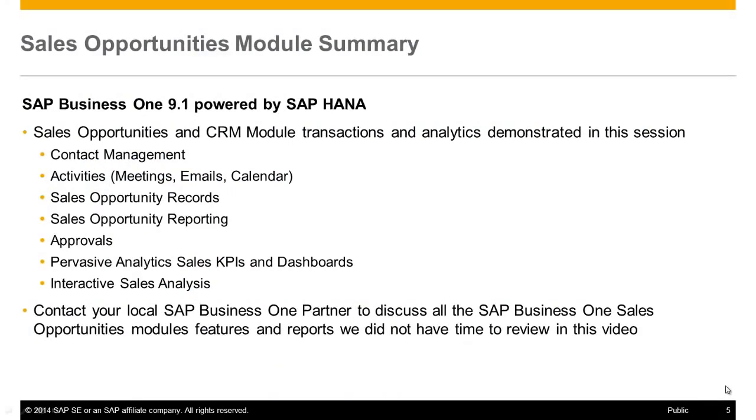During the previous demonstration scenarios, we saw how SAP Business One 9.1, powered by SAP HANA, delivered powerful sales opportunity tracking and sales analytic capabilities for individual salespeople and their management. We watched as Catherine and Kevin use SAP Business One 9.1 to address the following sales opportunity and CRM capabilities in support of the OEC sales processes: contact management, activities including meetings, emails, and calendar, sales opportunity transactions, sales opportunity reporting, approvals and alerts, pervasive analytics, sales KPIs and dashboards, and interactive sales analysis.